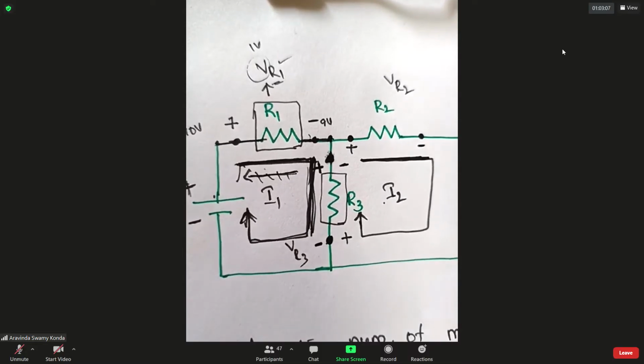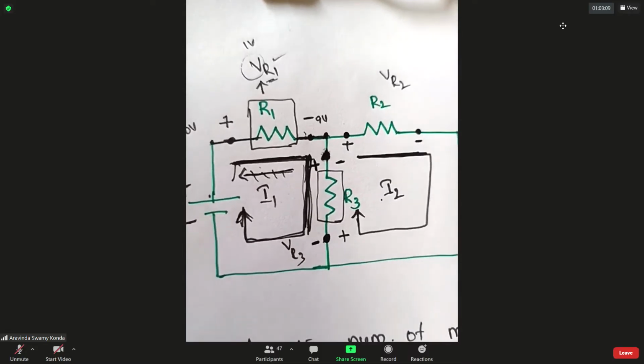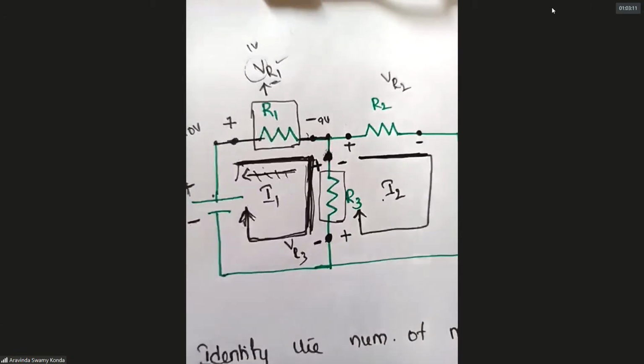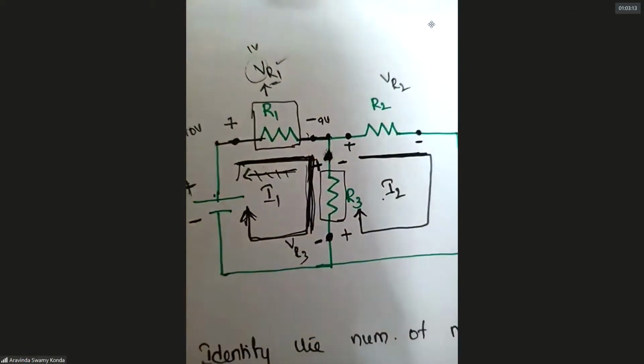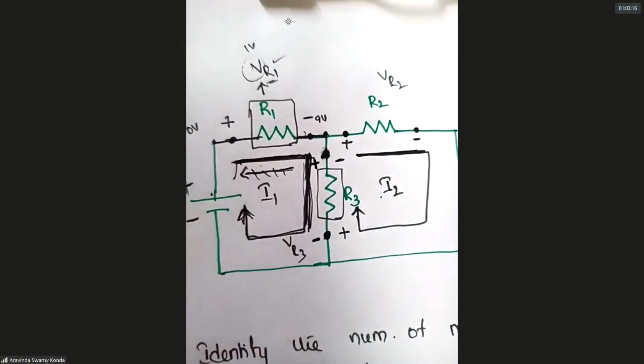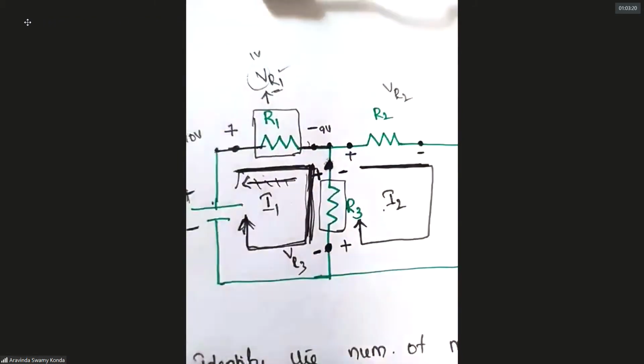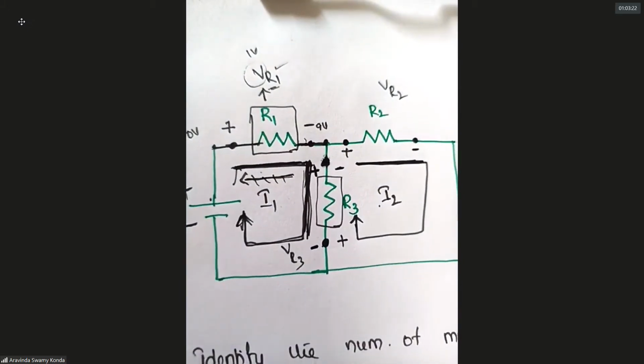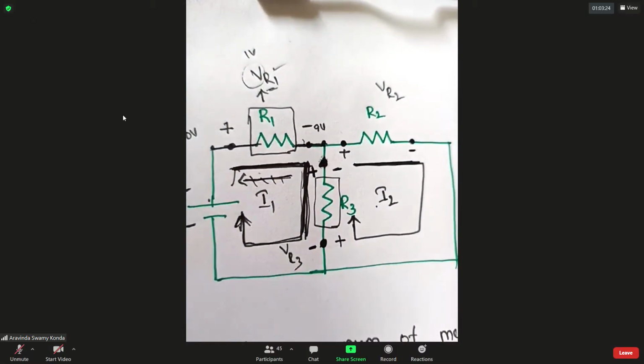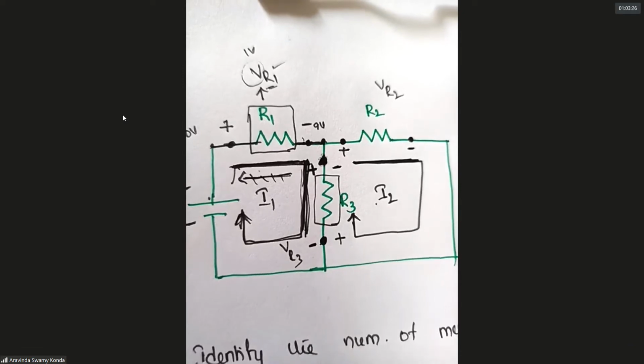Yes, sir. If you are coming from plus to minus, it is a fall in potential. If you are coming from negative to plus, it is a rise in potential. So what sign do I want to give for VR1, plus or minus? Minus, sir. Very good.